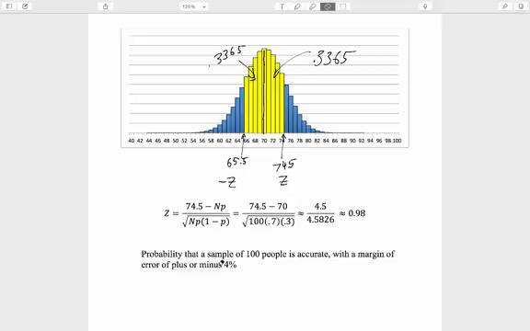Thus, the probability that a sample of 100 people is accurate with a margin of error of plus or minus 4% is approximately 0.3365 plus another 0.3365, which equals 0.6730. That makes sense. We found that our region is approximately one standard deviation on either side of the mean, a little bit less than that, and so the probability comes out to be a little bit less than 68%.